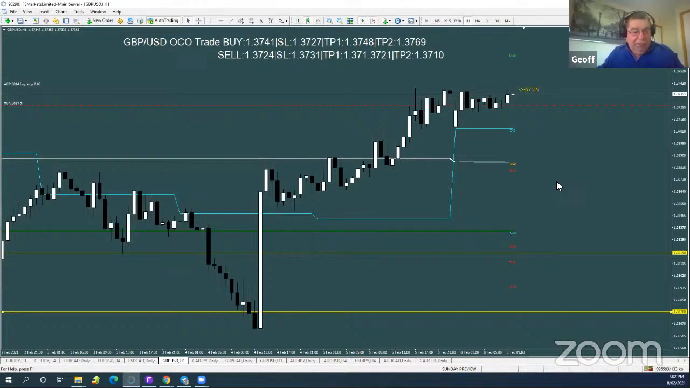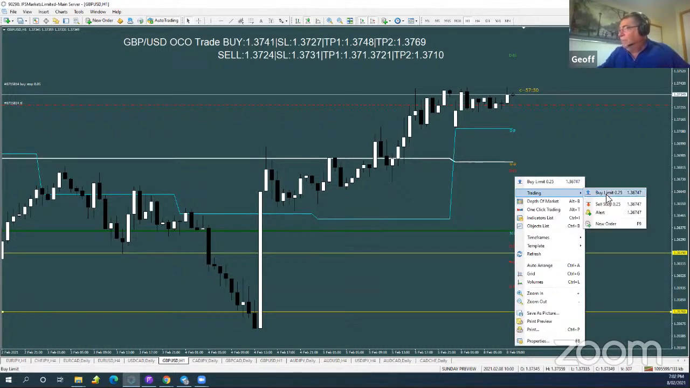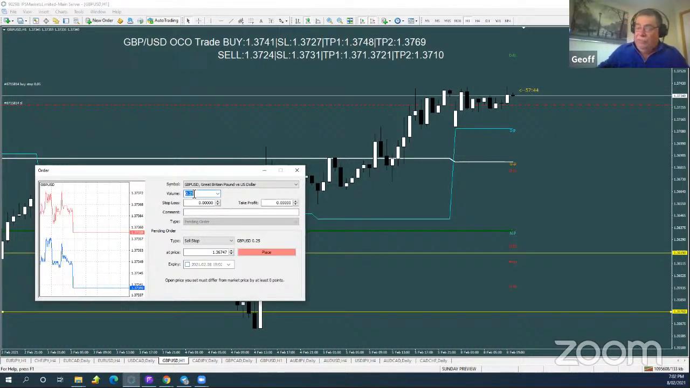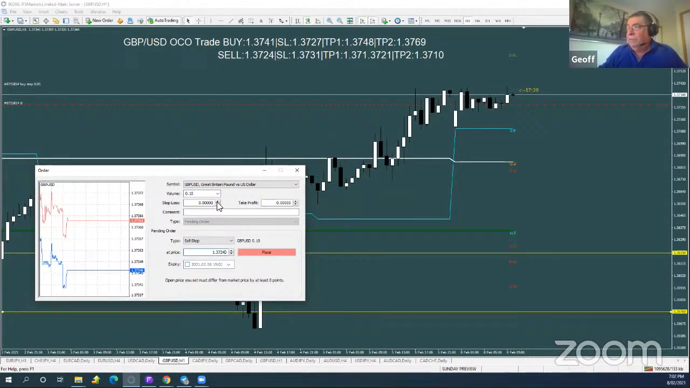Now, again, if you are with us for the first time, you need to know that this is a one cancels other trade. So we're looking for a trigger. If it goes long, then we cancel the short. If it goes short, we cancel the long. Entry for the short is 1.3724. And the stop loss is 1.3731. Righto, so they're both set.